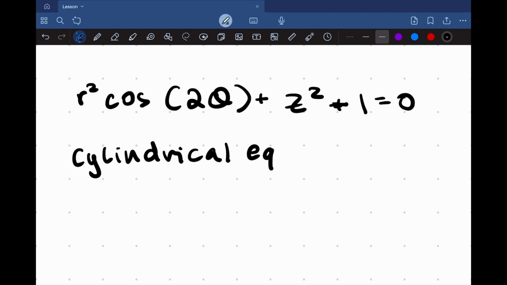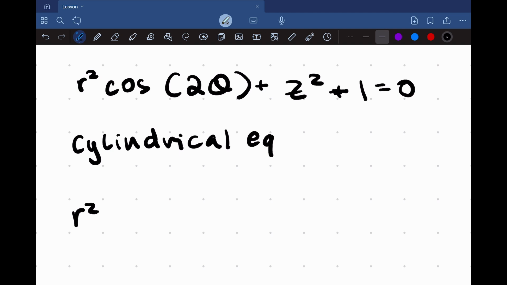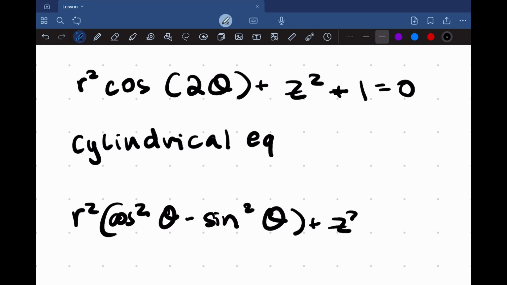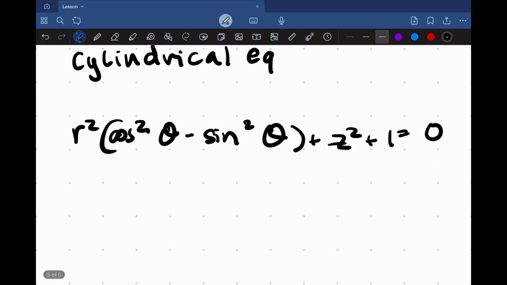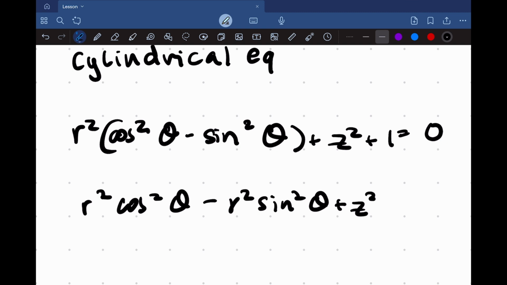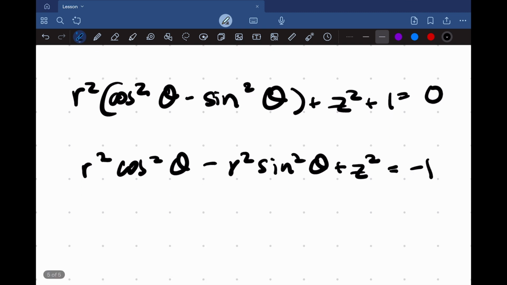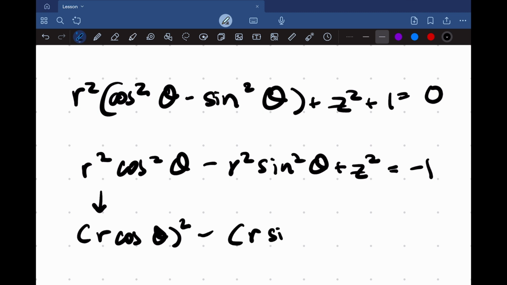So first we can expand out cosine 2 theta. So this becomes r squared times cosine. This is a property. And then from here, after we apply the trigonometric identity, we get r squared cosine squared theta minus r squared sine squared theta plus z squared equals -1. Now this is just (r cosine theta) squared, since we can just take out the square, minus (r sine theta) squared. We can do this because it's a product, plus z squared equals -1.